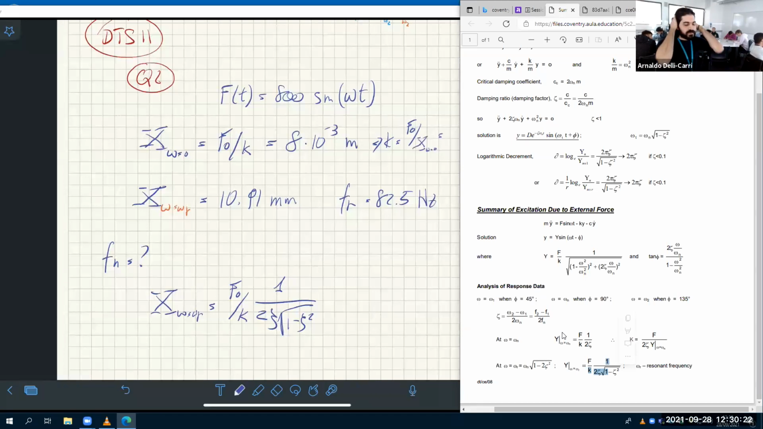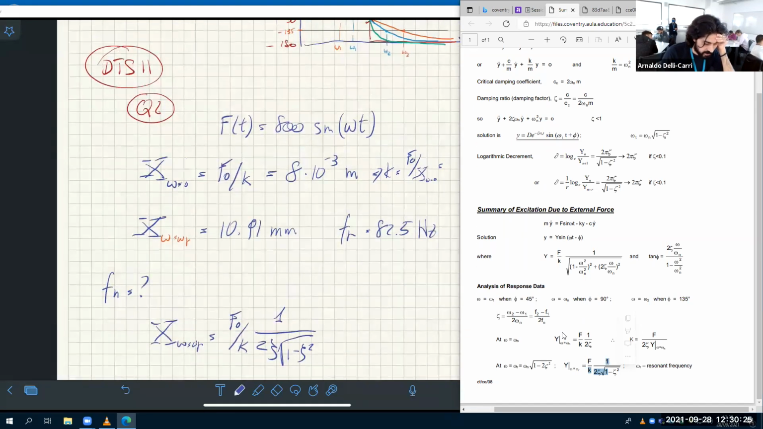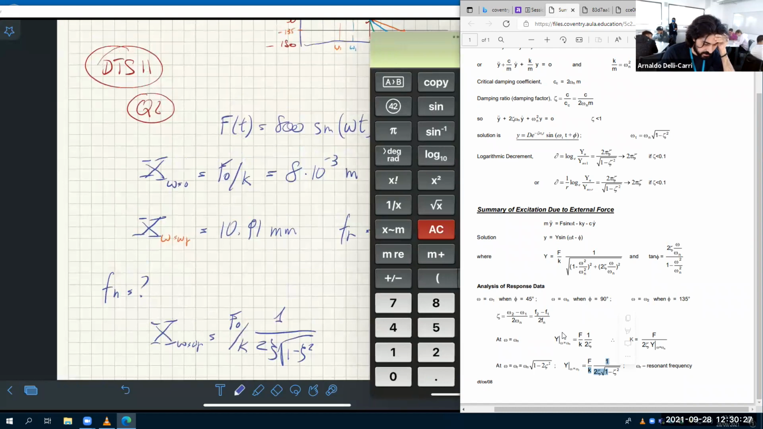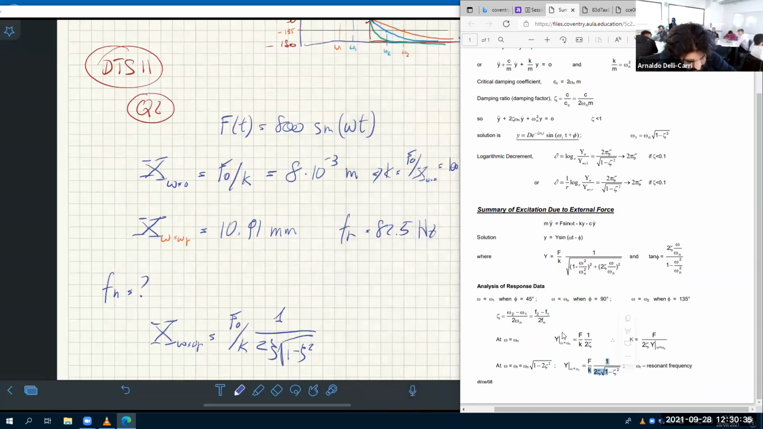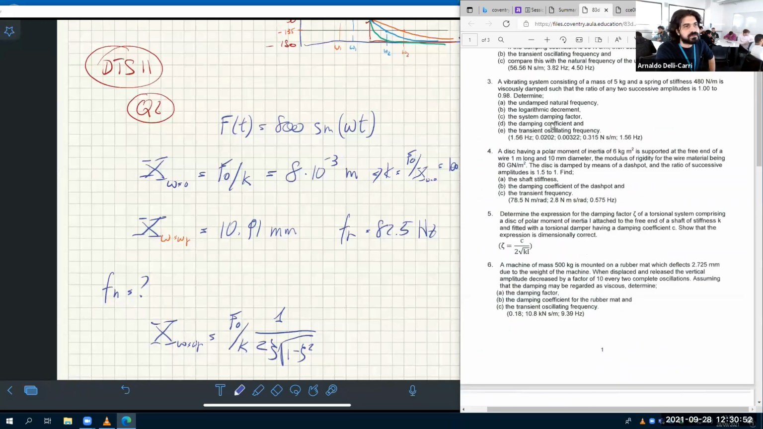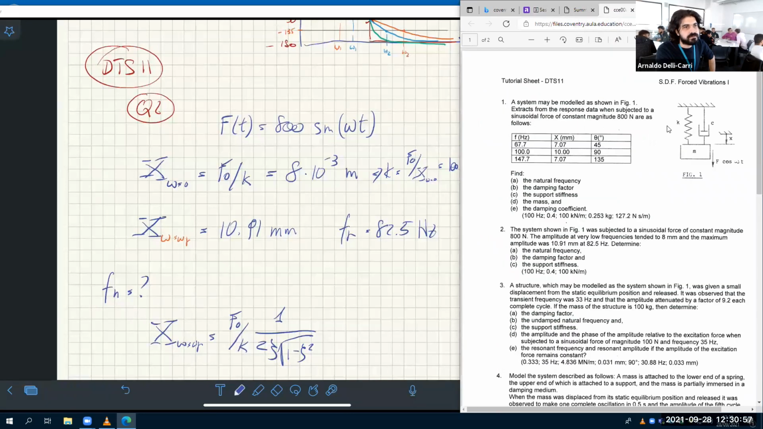Which is equal to 0.08 divided by... no, 800 divided by this, 100,000. It's 100,000 Newton per meter. So this is K. Now we need to find omega. What do we want? It's not this. It's this. We need to find the natural frequency.